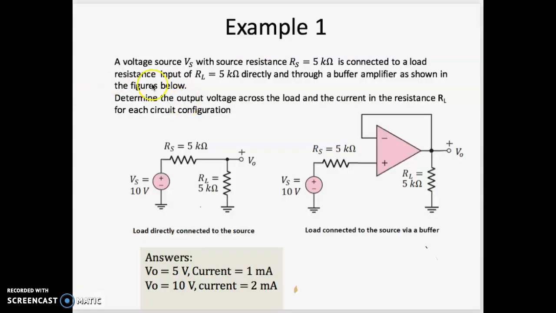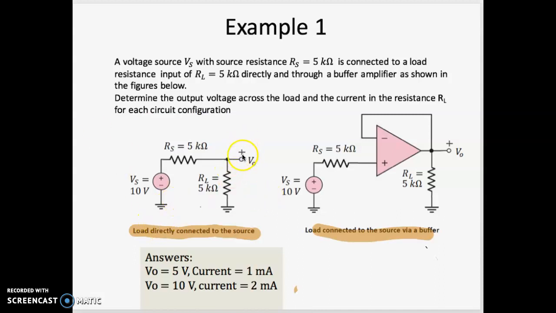Okay, so let's see one example of a buffer. Here is a comparison of a circuit without a buffer and with a buffer. This is a load that is directly connected to the source, and there is another circuit that is connected to the source via a buffer. So what will be the difference between these two?